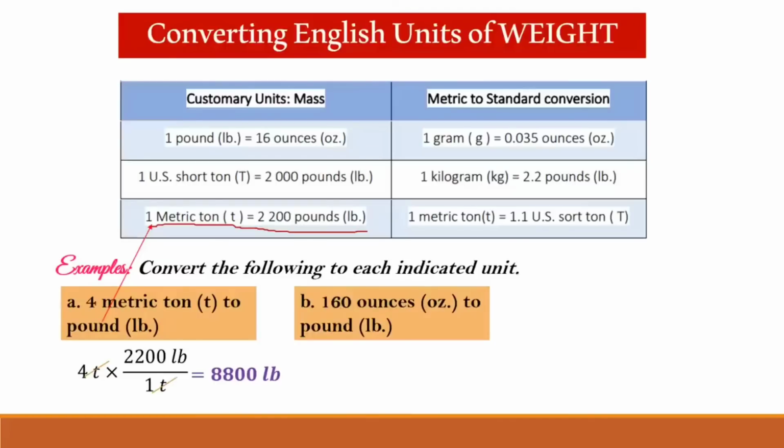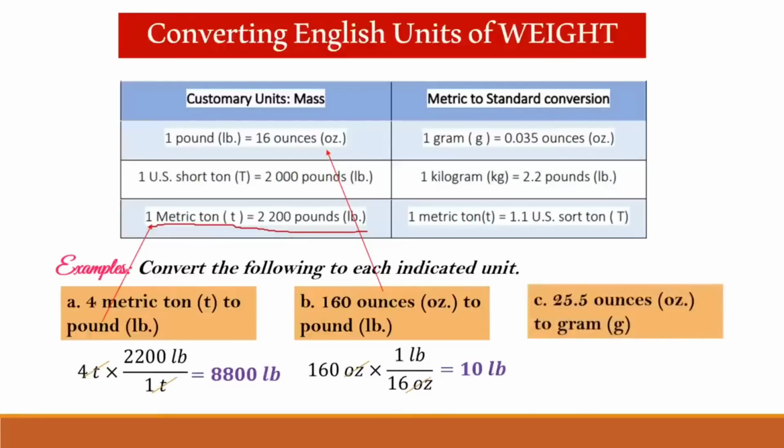For example B, we are going to convert 160 ounces to pound. So we identify which conversion we are going to use. From our table, we can use the conversion 1 pound is equal to 16 ounces. So 160 ounce times 1 over 16, where 16 is in ounces. And we can cancel ounce to ounce, and then we multiply. So 160 times 1 divided by 16, the result is 10 pounds.